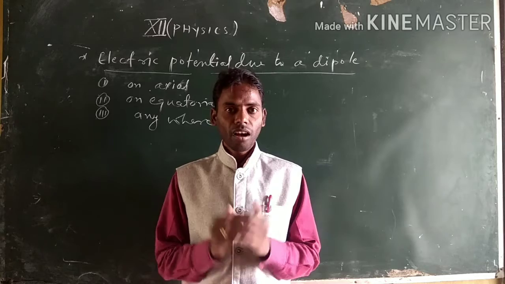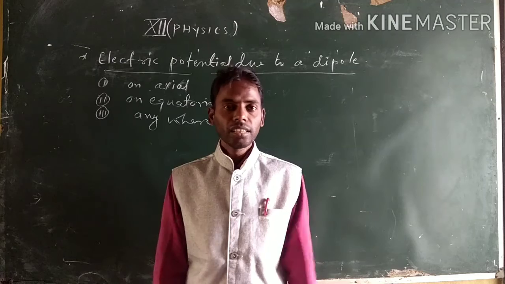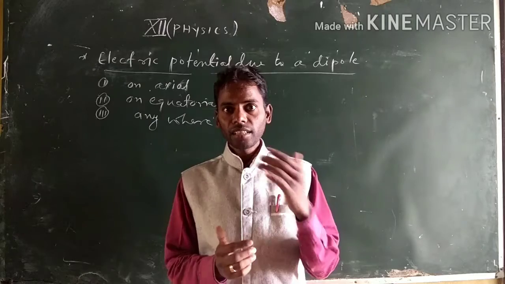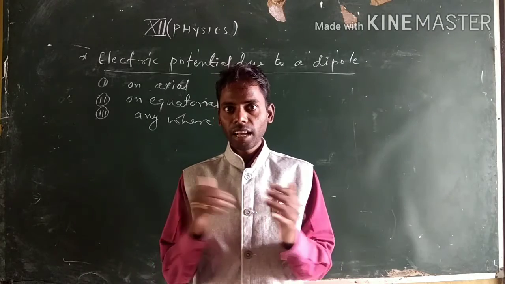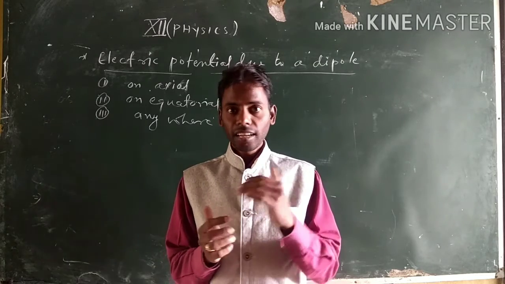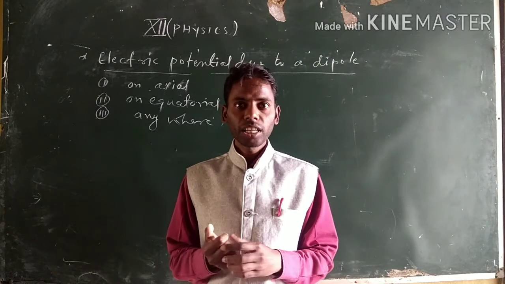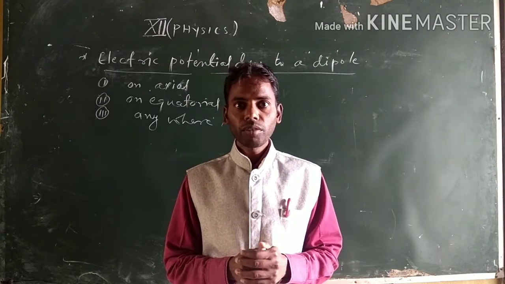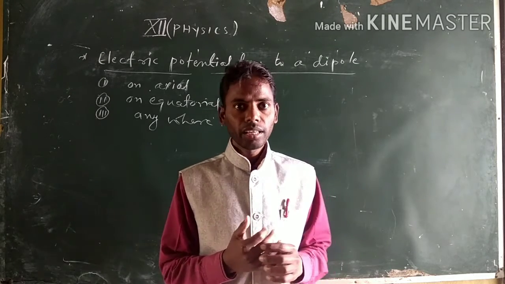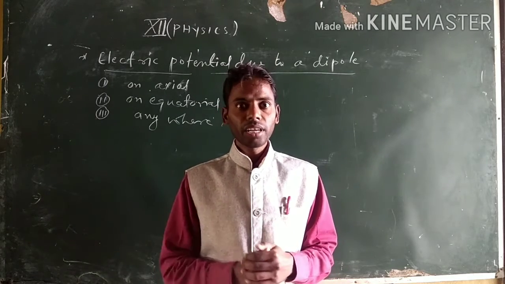Let's see how to derive the electric potential due to a dipole. We have already discussed the dipole in chapter number 1. There are 3 cases to derive the electric potential due to a dipole. Number 1, on the axial point. Number 2, the equatorial point. And number 3, a point anywhere.